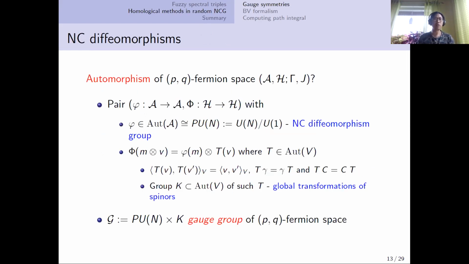So then the question is, what is a diffeomorphism in this case, a non-commutative diffeomorphism? An automorphism of a PQ fermion space we take to be a pair, phi and capital Phi. Phi goes from the matrix algebra to itself, so the algebra of functions, and the capital Phi goes between the Hilbert space of spinors and itself. This little phi we take as a star automorphism of this algebra of functions. And by a standard result, it's isomorphic to the projective unitaries. So this we will interpret as the non-commutative diffeomorphism group.